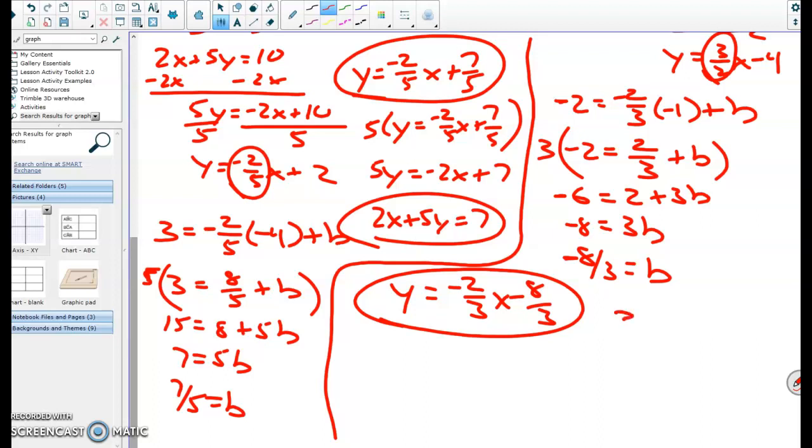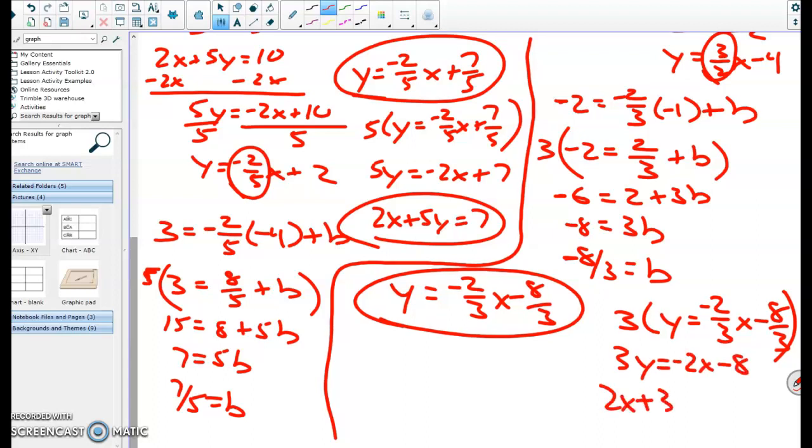I'm going to multiply everything by 3 to get rid of the fraction. And we get 3y equals negative 2x minus 8. We add 2x to both sides. 2x plus 3y equals negative 8. And that is my standard form answer. If I plug the numbers in, 2 times negative 1 is negative 2. 3 times negative 2 is negative 6. And negative 2 and negative 6 is negative 8.